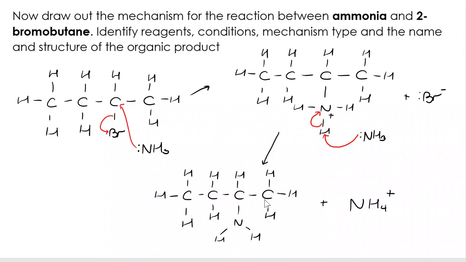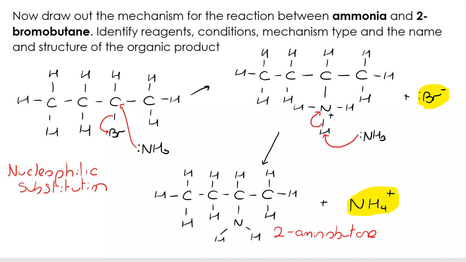This is a secondary amine, 2-aminobutane, and we've also got an ammonium ion, NH4+. Now the NH4+ and the Br- will combine to make ammonium bromide. The type of reaction, going back to year 12, the type of mechanism I should say, is nucleophilic substitution, and I've already said that this is 2-aminobutane.